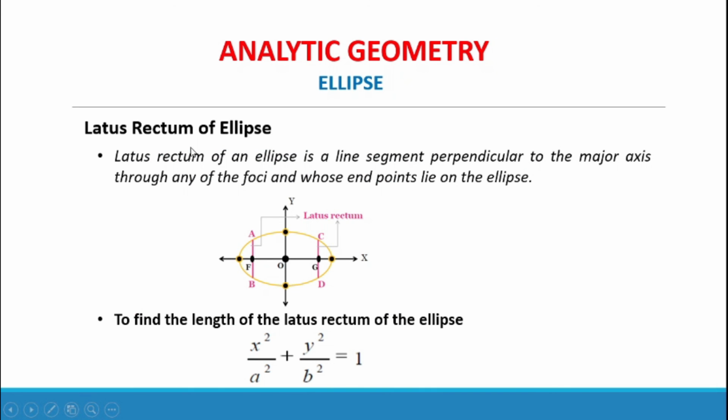And to find the latus rectum of an ellipse. What is latus rectum? The latus rectum of an ellipse is a line segment perpendicular to the major axis through any of the foci and whose endpoints lie on the ellipse. This is the distance from A to B, and that's the latus rectum. Same value at CB.